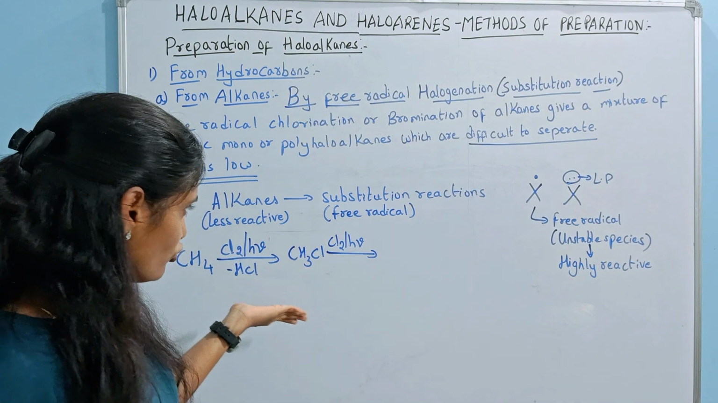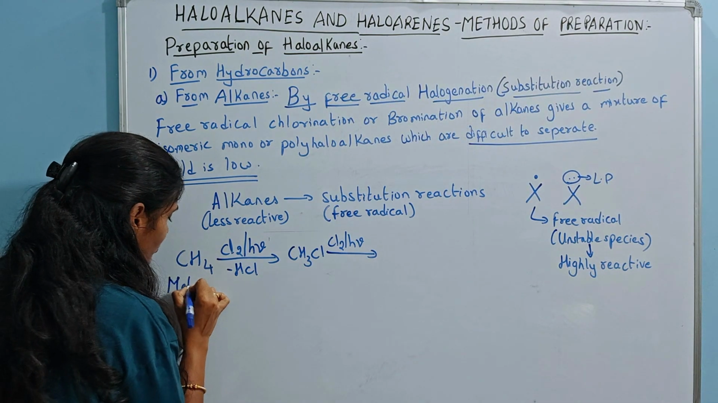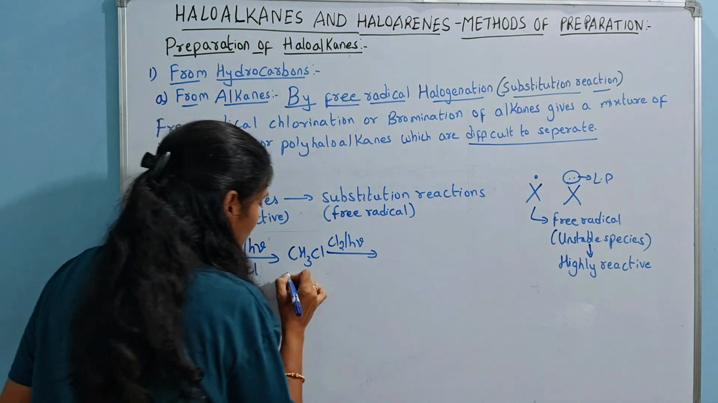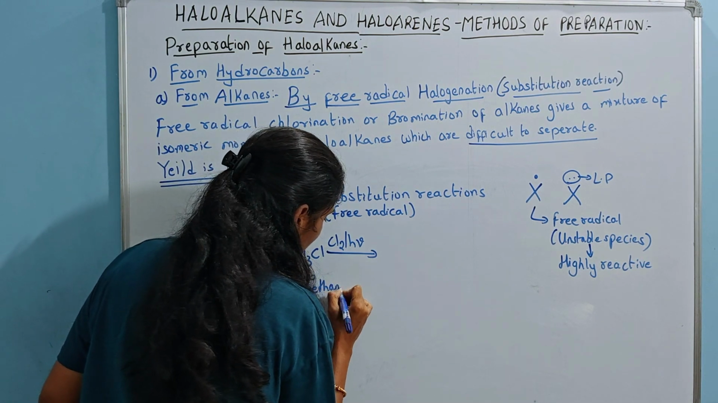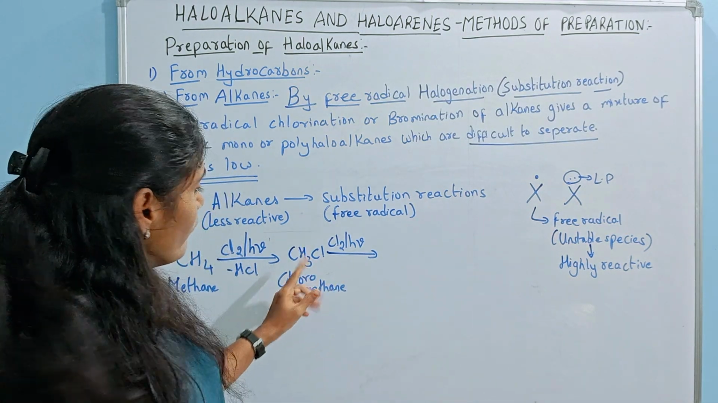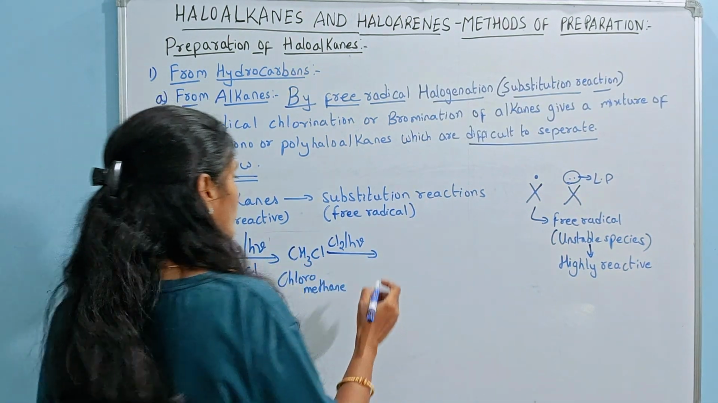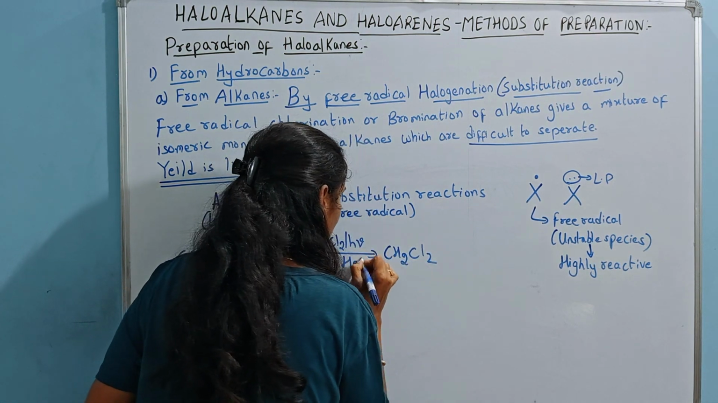Now this reaction will not stop here. I have my chloromethane. Let me write the IUPAC names for this. This is my chloromethane. Now it will not stop even here, because I still have hydrogens. One hydrogen can be substituted by chlorine again, so I will get CH2Cl2 by removal of HCl.